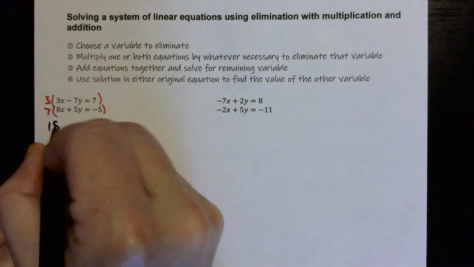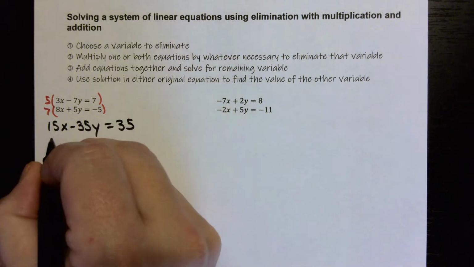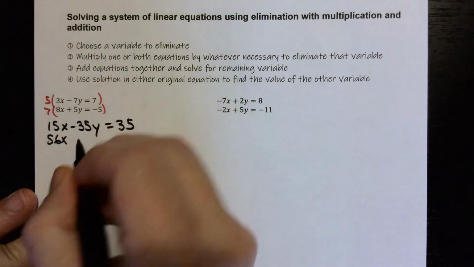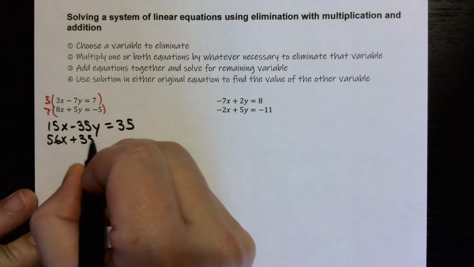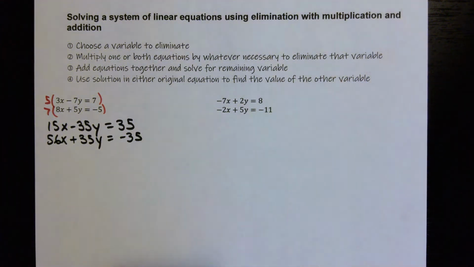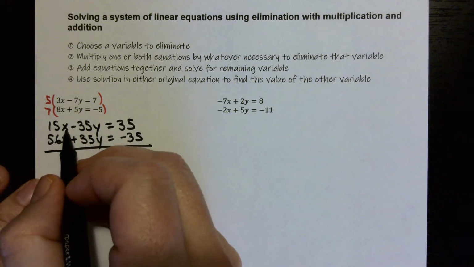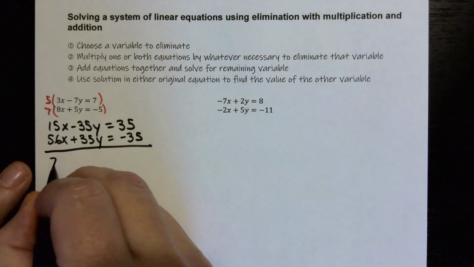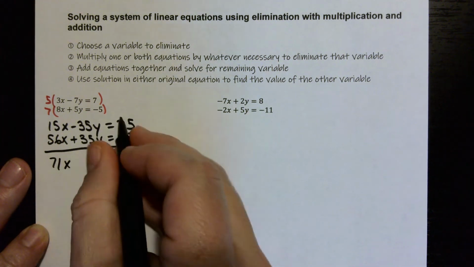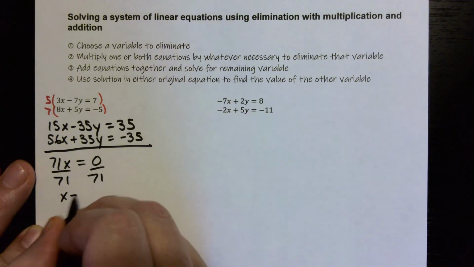We have 15x minus 35y equals 35, and then we've got 56x, that's 7 times 8, plus 35y is equal to negative 35. Okay, we can see that if we add these down now, this middle term, this y term, is going to cancel. And we will need to add up 56 and 15, which will be 71. 71x, this goes away, equals 0. Divide by 71, and you get x equals 0.